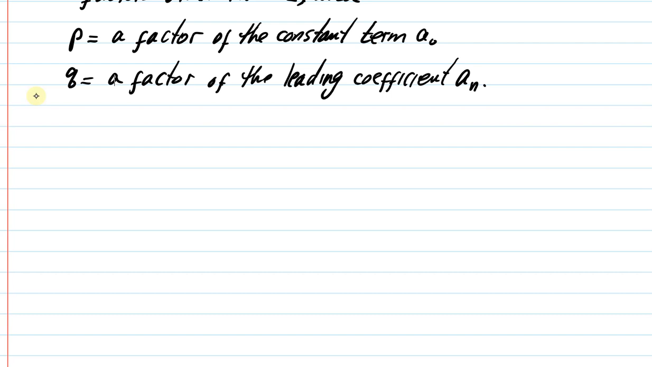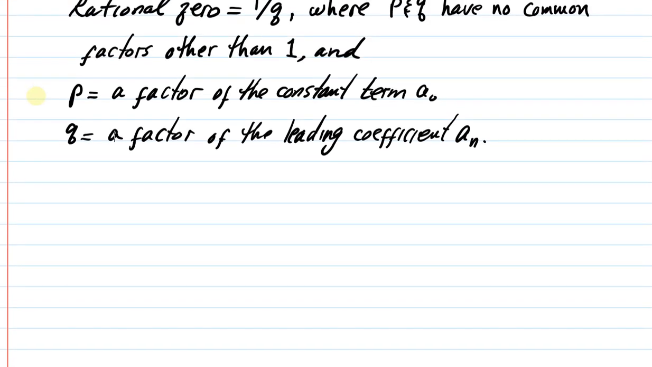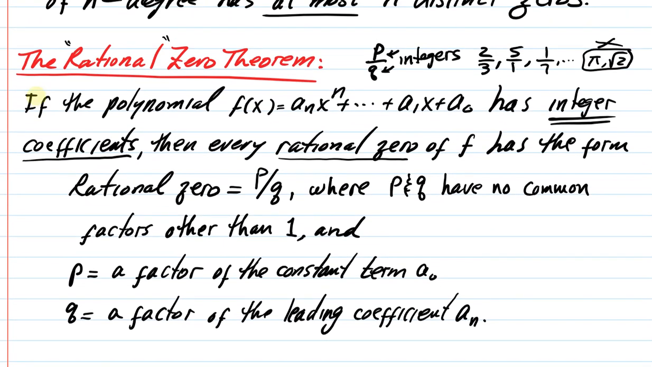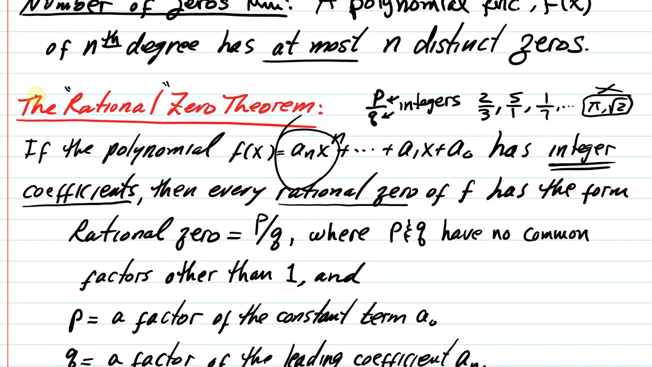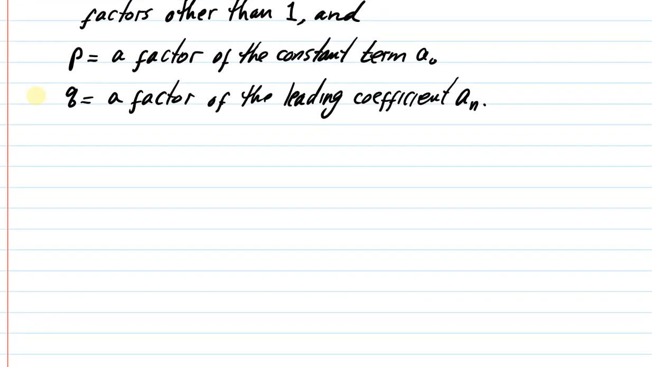So once you list these possible rational zeros, then we use a trial and error method to determine which, if any, of those are actual zeros of the polynomial. And note that when the leading coefficient is 1, the possible rational zeros become just the factors of the constant term. I'll show you. When this is 1, the factors of 1 are just 1. So the rational zeros become factors of the constant term.